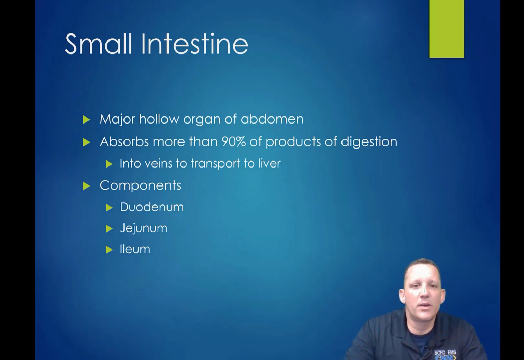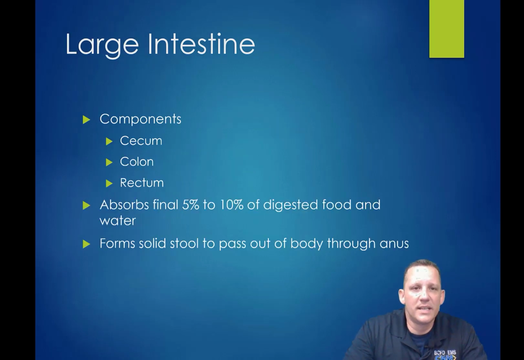Components of the small intestine are the duodenum, the jejunum, and the ileum. Then we get into the large intestine, which again is still a hollow organ, and its components are the cecum, the colon, and the rectum. It absorbs the final 5 to 10% of food and the majority of water. And as it's pulling the water in, the solid stool passes out of the body through the anus.